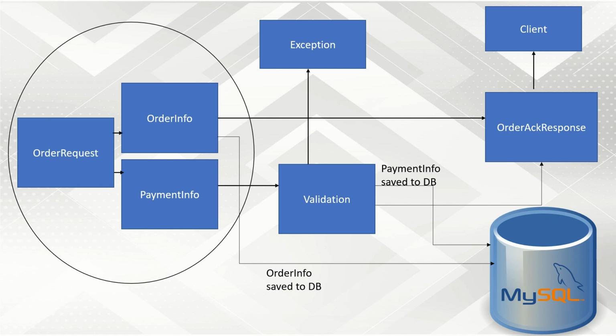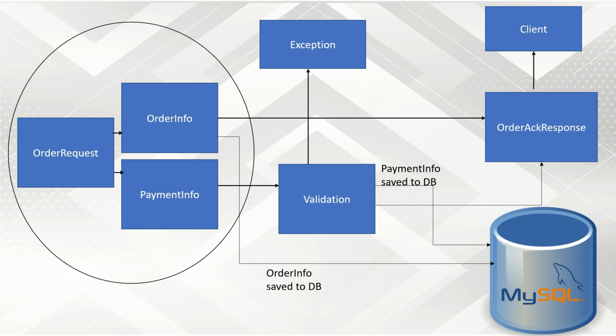So what we'll do is create one order entity and one payment entity. We'll send the order request, which contains the order information and payment information. The payment should be validated. If we get some exception, then the order should not be saved and the payment should not be saved to the DB. If everything is fine, we get the order acknowledgement response to the client, and both the payment details and the order details are saved to the DB. So this is what we are going to develop in this video. Let's get started.